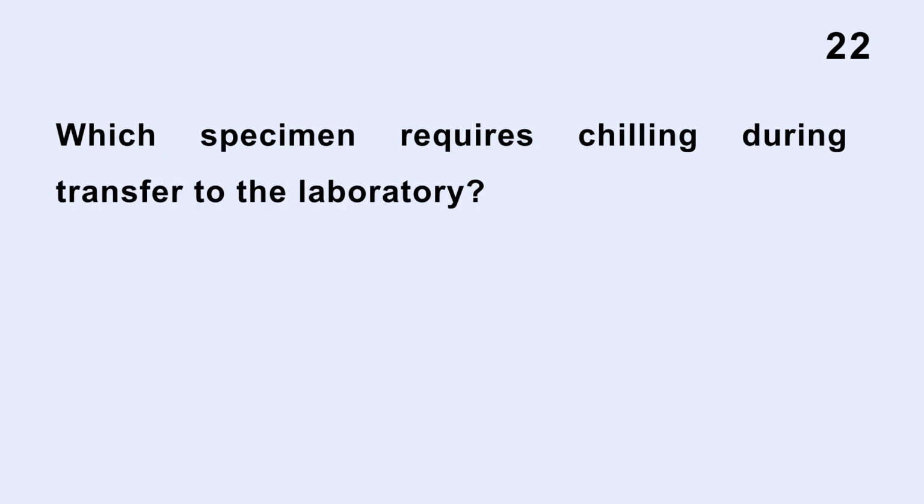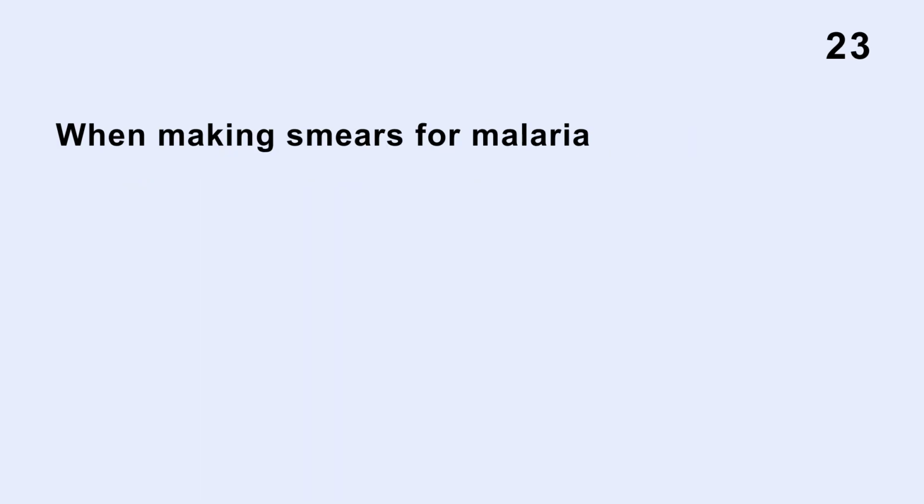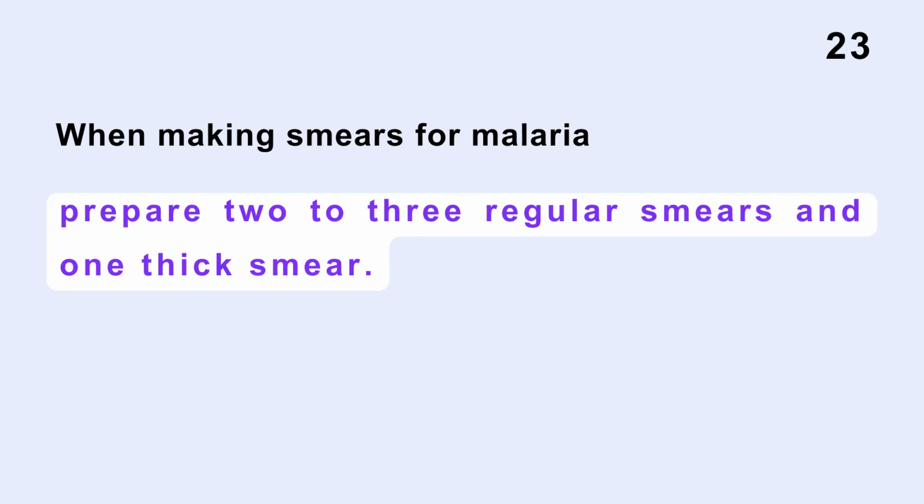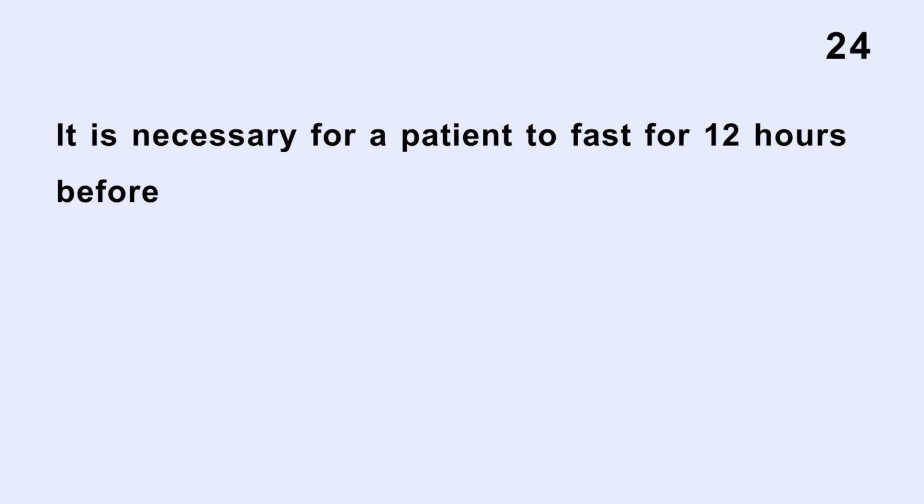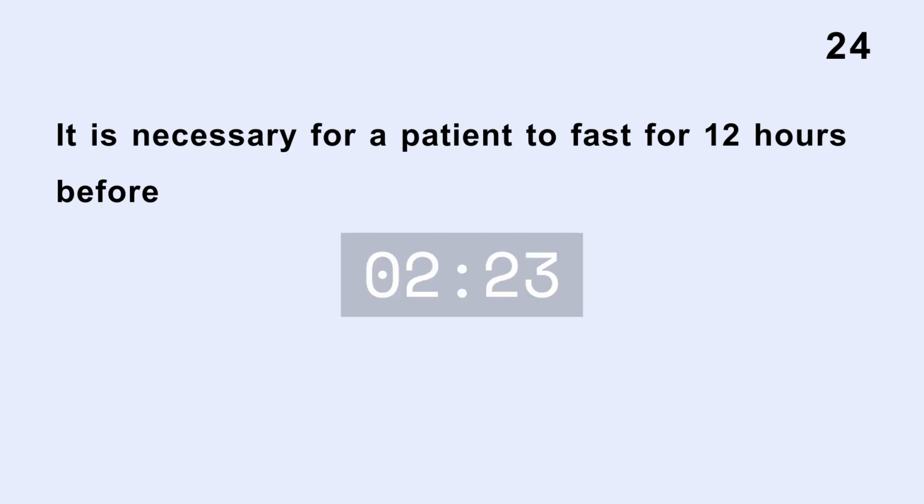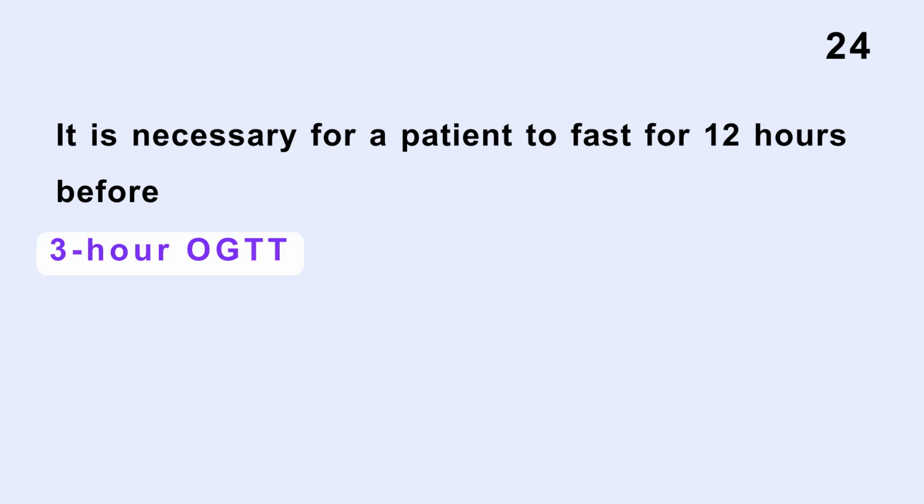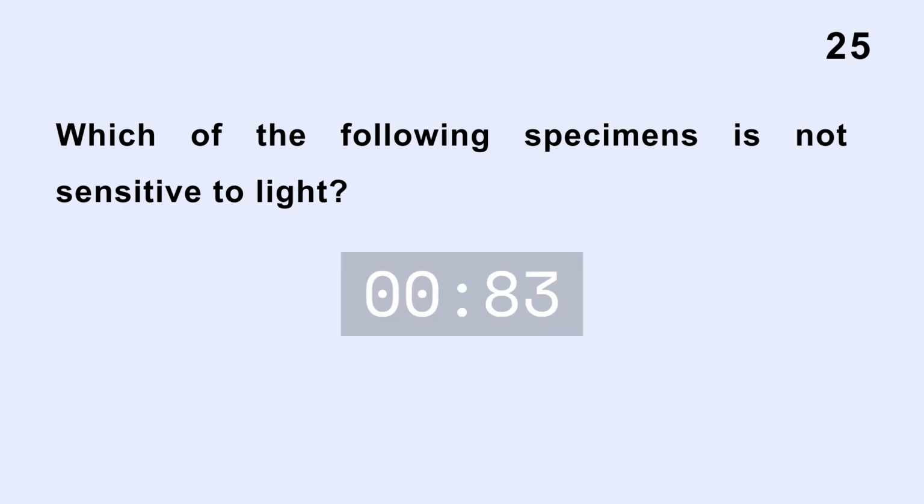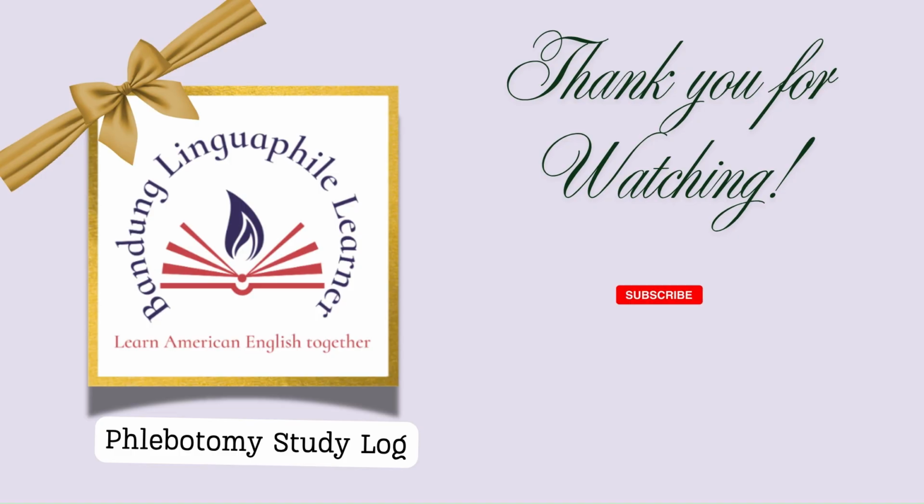Number 22. Which specimen requires chilling during transfer to the laboratory? Ammonia. Number 23. When making smears for malaria, prepare 2 to 3 regular smears and 1 thick smear. Number 24. It is necessary for a patient to fast for 12 hours before a 3-hour OGTT. Number 25. Which of the following specimens is not sensitive to light? Lactic acid.